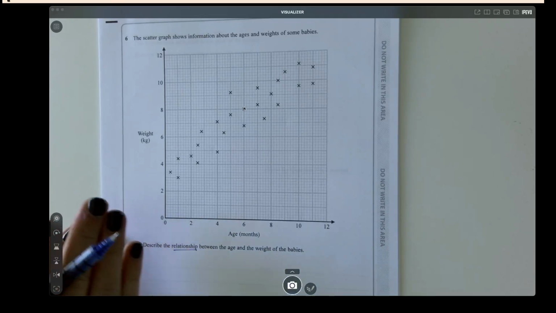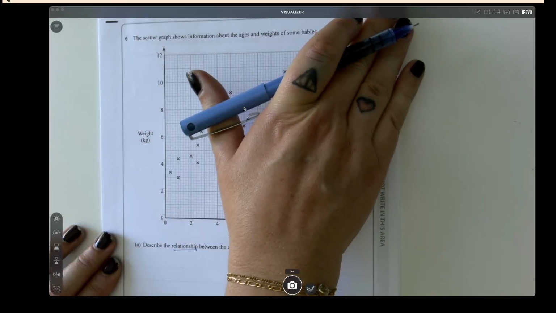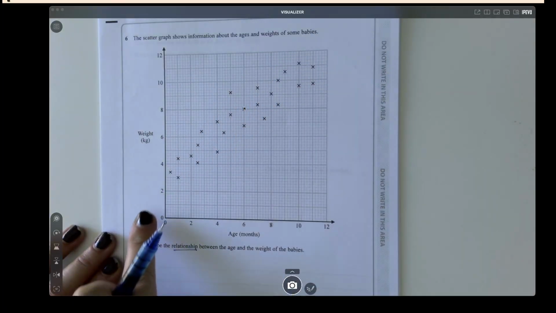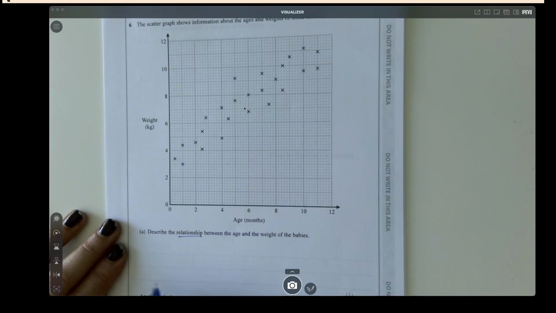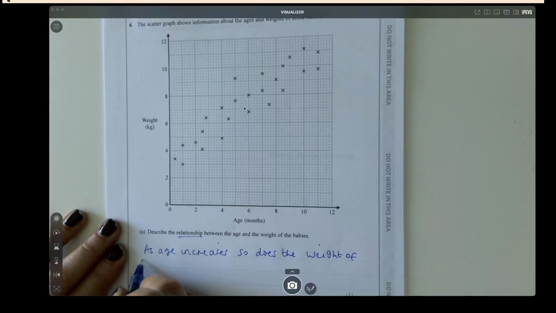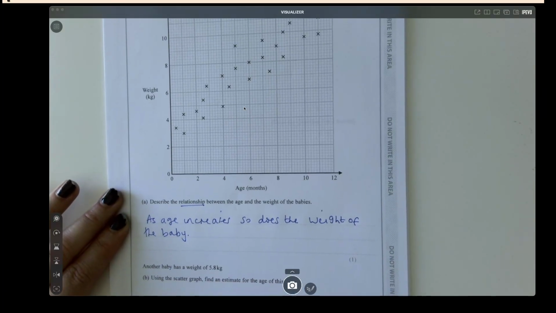So what we'll notice is all of the points are moving in an upwards direction, in a positive direction. So that tells us that there's a positive direct relationship between these two things. So as the age increases, so does the weight of the baby. So that's how we're going to describe it. Which makes sense, right? The older a baby gets, the more weight it's going to put on as it's growing and developing.